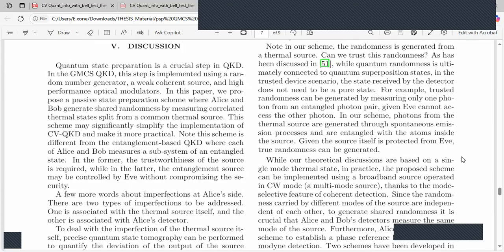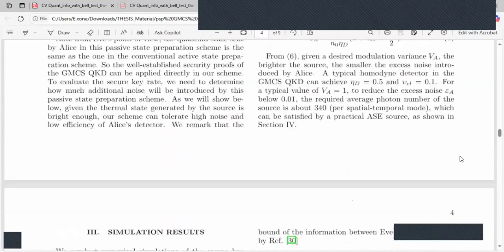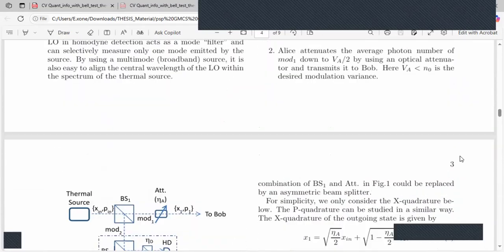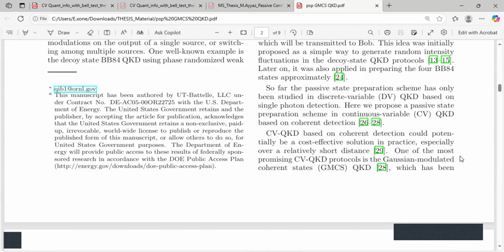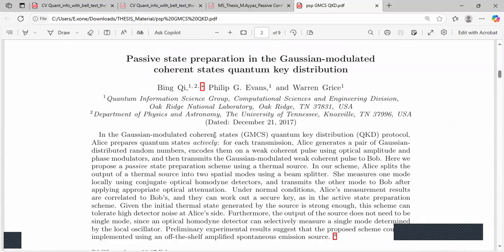So this is the whole process of these passive state preparation schemes, and hopefully you have understood all the process and the scheme that has been introduced in this paper, and that is all for today.